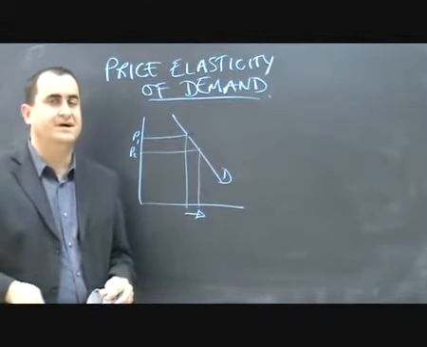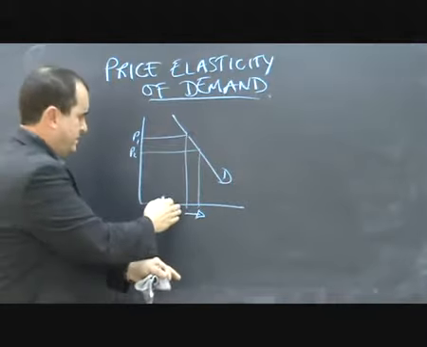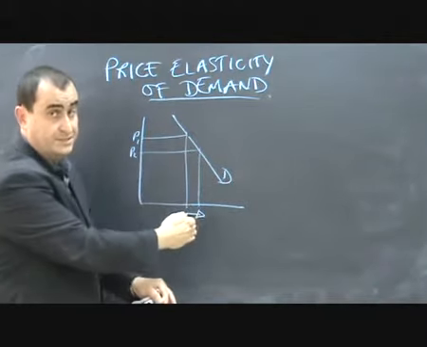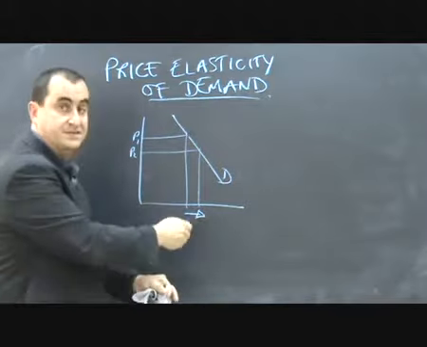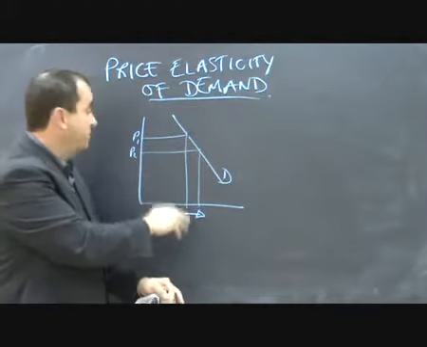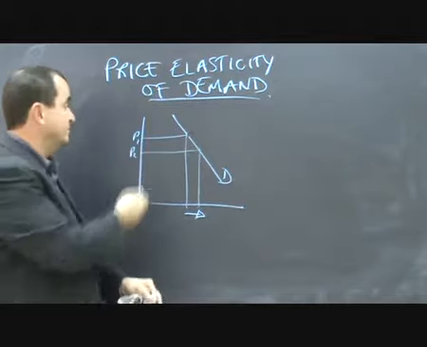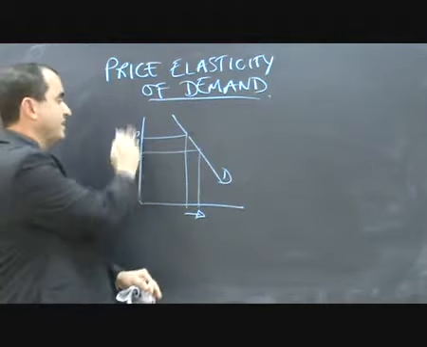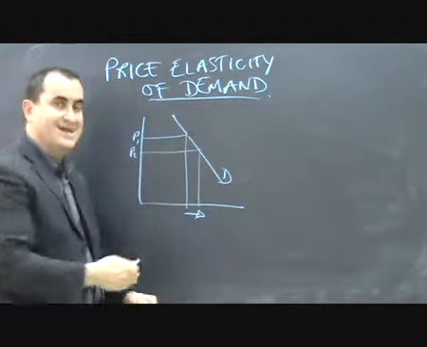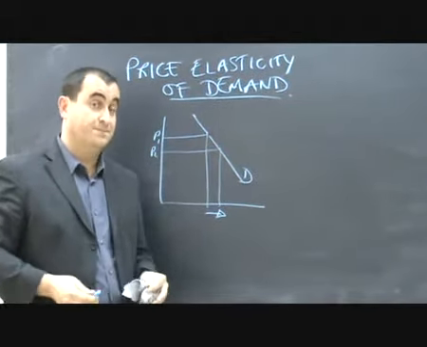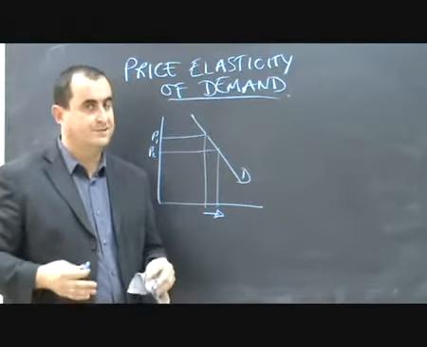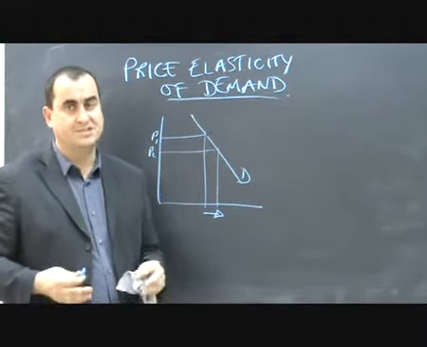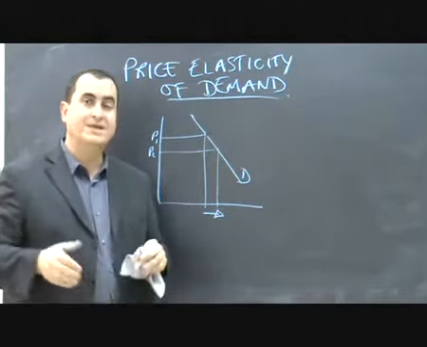But elasticity of demand isn't about whether, when there's a price fall, the quantity demanded rises. It's about how much it rises. How responsive is the change in quantity demanded when there is a price change? Of course, I've got a price fall here, but a price could rise and quantity demanded could fall. But how much does it fall? That's what price elasticity of demand is all about, measuring the responsiveness of quantity demanded when there's a change in price.